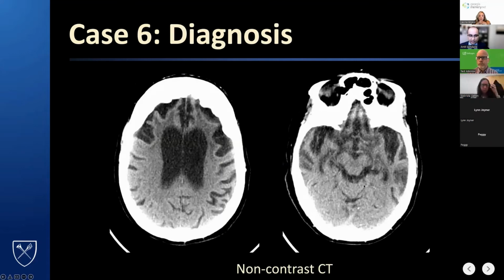Move to case 6. Suggestion on a diagnosis. And a great point about when evaluating the size of the ventricles, putting in the context of the patient age. Yep. All right. Well, they're all over it today.